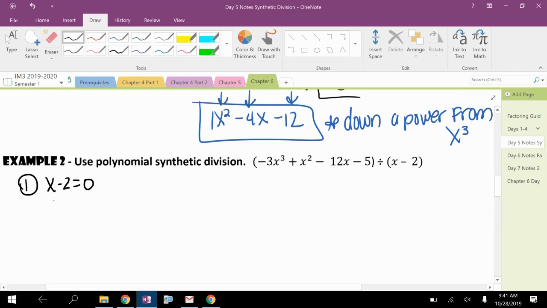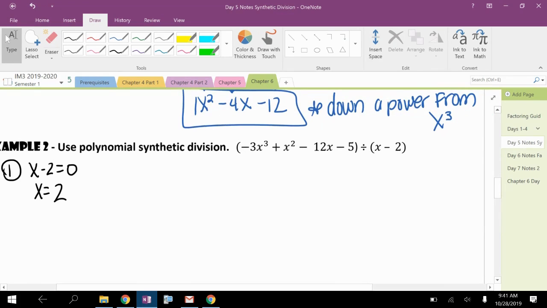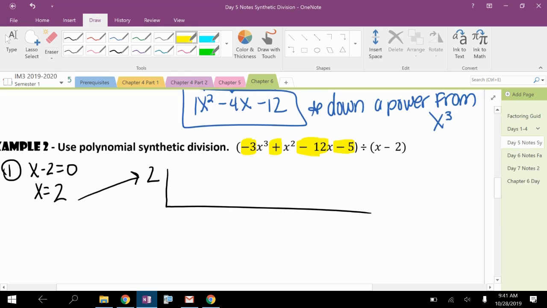So what does x equal in this case? Because what would you do to both sides? Positive 2, right? That's it. We okay there? Now this guy gets written on the outside of our L, and we use the coefficients. We use those numbers all the way out in front. We got -3, we got 1, we got -12, and we got -5. So I'm going to write those down. -3. You can even write like plus if you really want to. -12, -5.